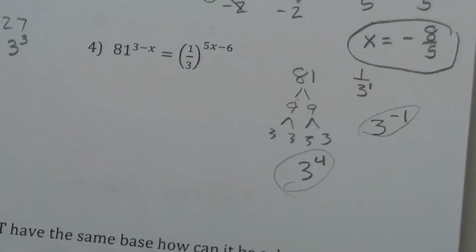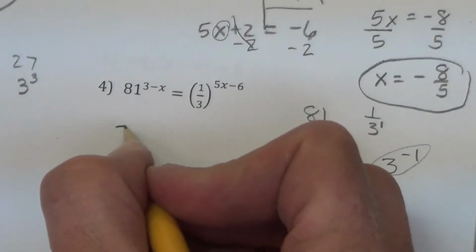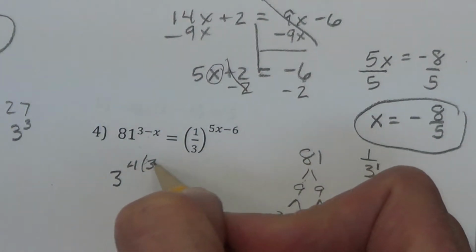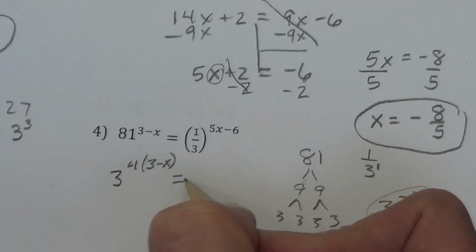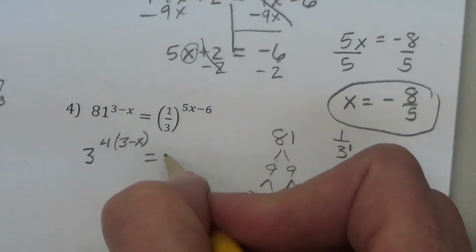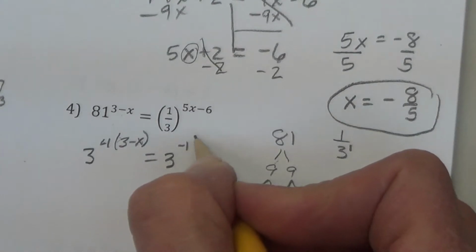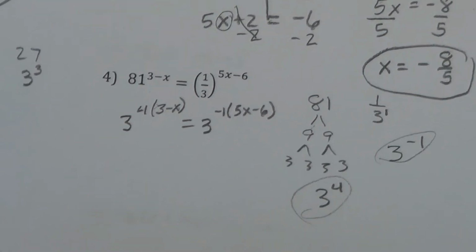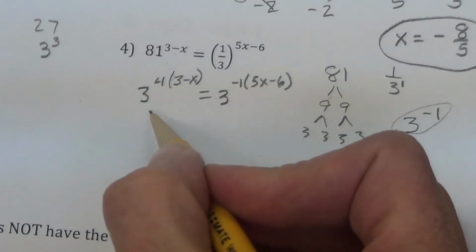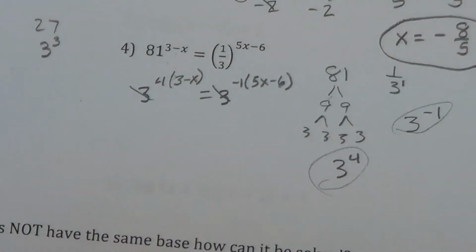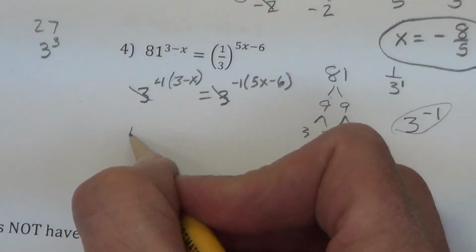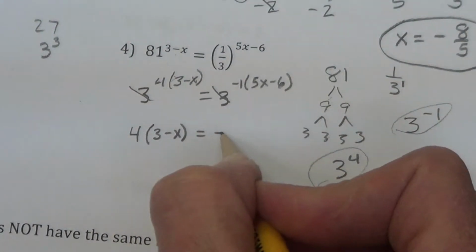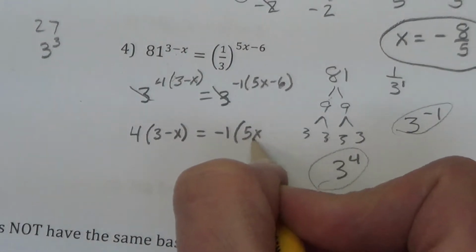exponential factors there. So we come over and we replace 81 with 3 to the 4th. Go ahead and bring down the exponent from the 81. So it's 3 minus x equals 3 to the negative 1st will be negative 1 times 5x minus 6. Okay. The bases are the same, so we get rid of those. And we have 4 times 3 minus x equals negative 1 times 5x minus 6.